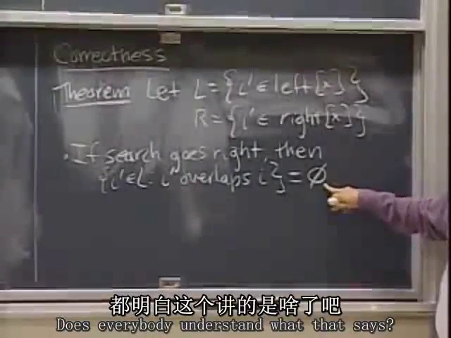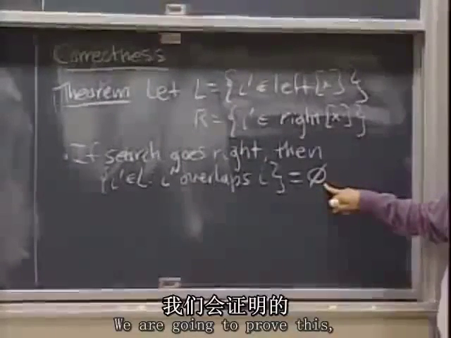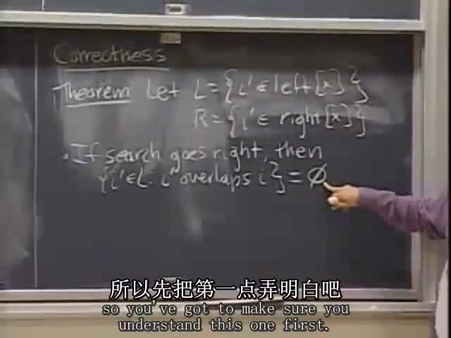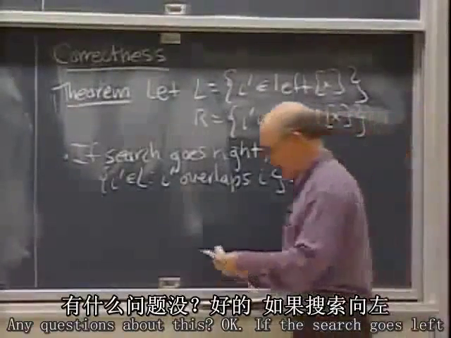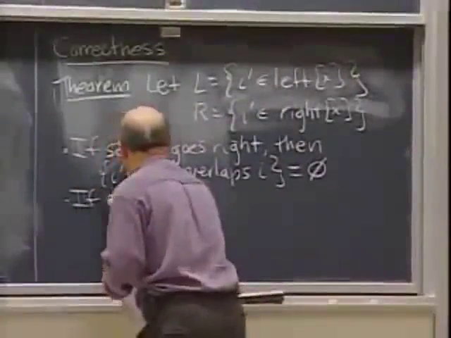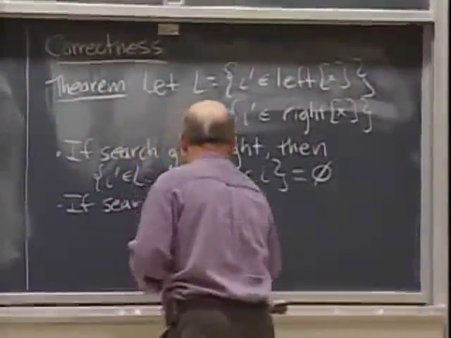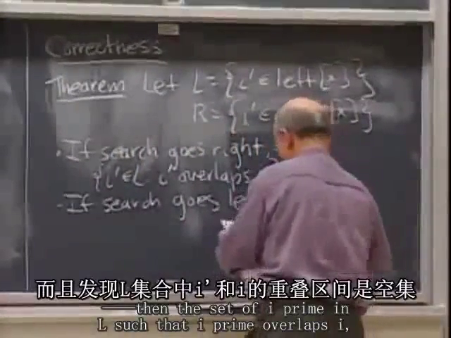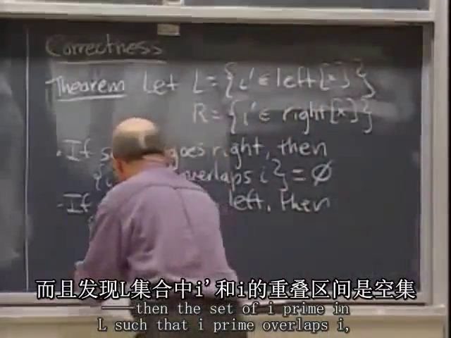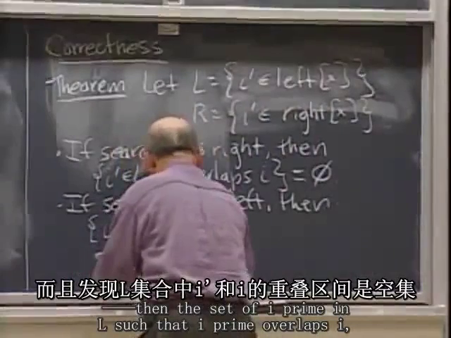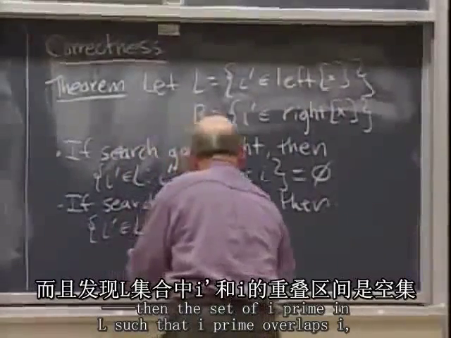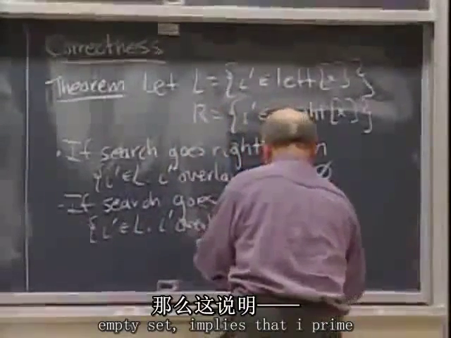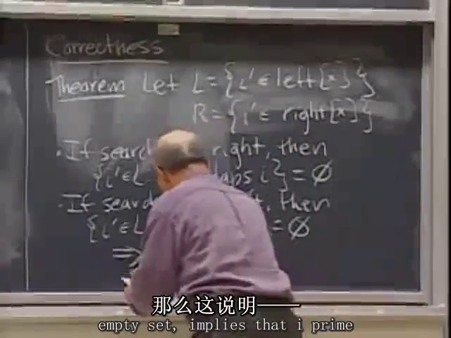Does everybody understand that? I'm going to prove this, but I want to make sure people understand, because the second one is going to be harder to understand. So make sure you understand this one first. Any questions about this? Okay. If the search goes left, then the set of I prime in L such that I prime overlaps I is the empty set implies that the set of I prime in R that overlaps I is also empty.